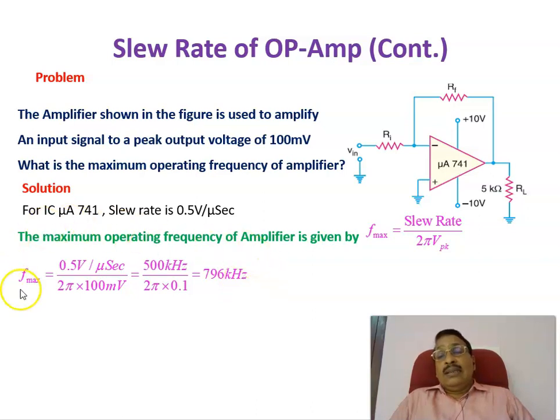Therefore, the maximum frequency at which an op amp can be used is decided by the slew rate of the device. For an IC741, the slew rate is equal to 0.5 volt per microsecond.